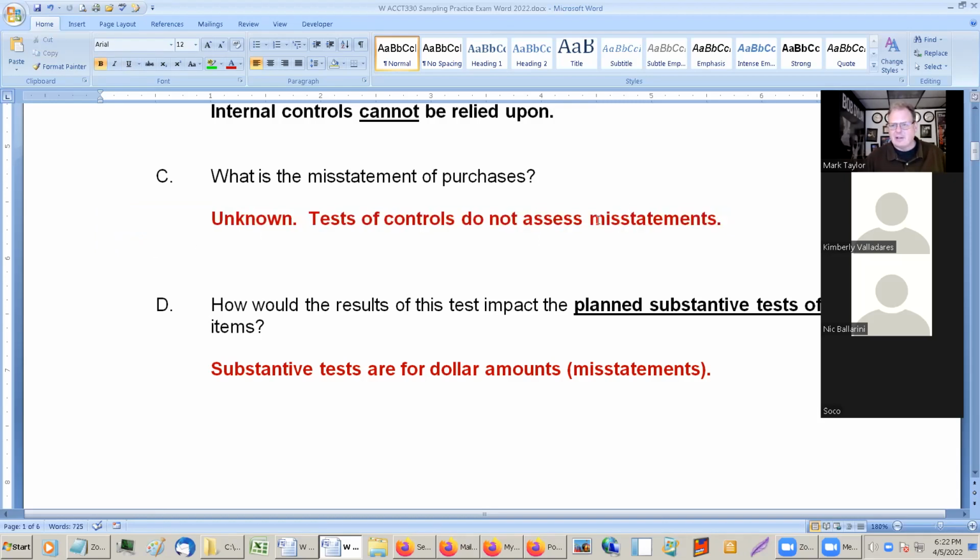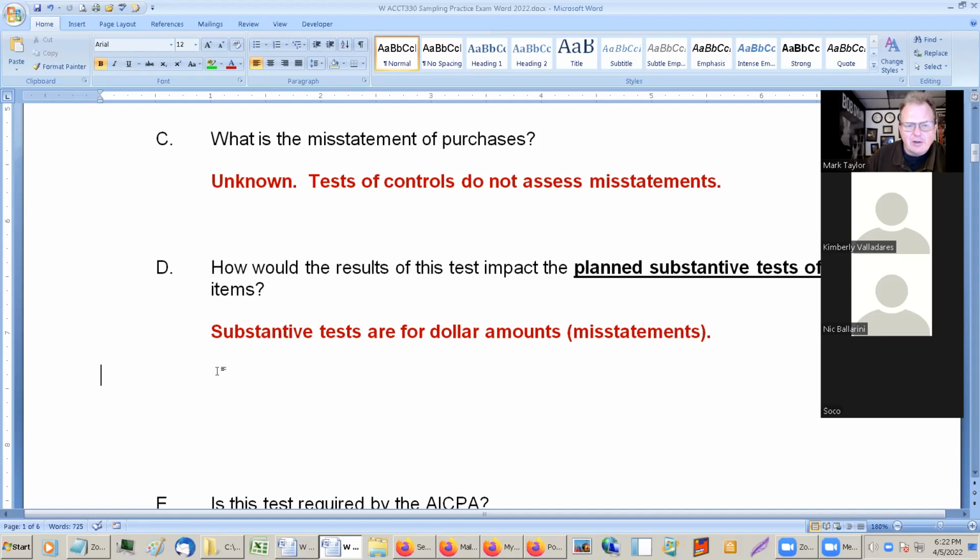But if you can't rely on the controls, usually more testing doesn't help, although it could if you just happen to take a bad sample. But let's assume that you're not going to take another sample of the substantive or the tested controls. So are you going to do more or less of the substantive testing? Less. Actually more. You're going to bump it up, because you say, okay, we can't rely on these controls.